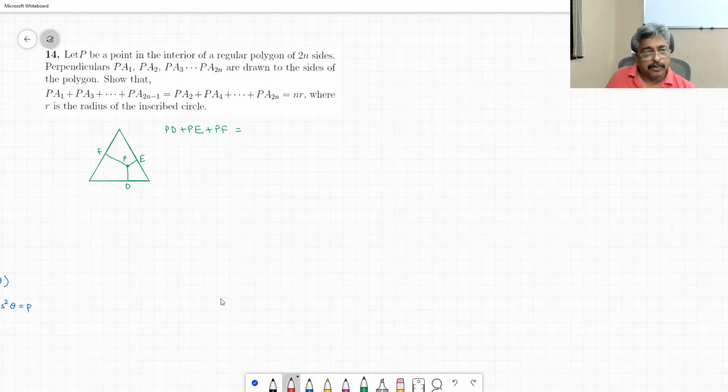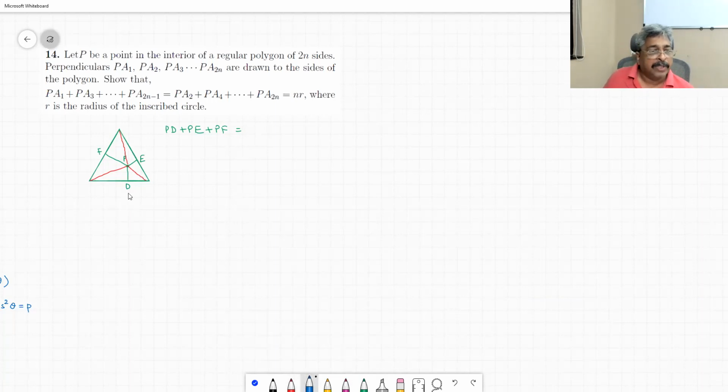We proved this by making 3 triangles like this and measuring the area. Because the side length was A, we got PD plus PE plus PF is equal to A times, what, the height of the triangle, right? And therefore this was equal to H.